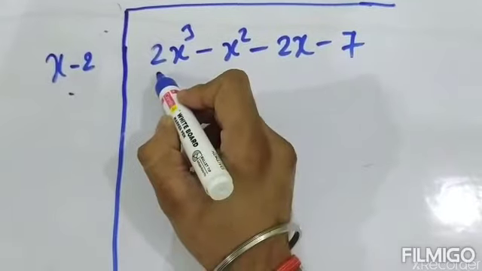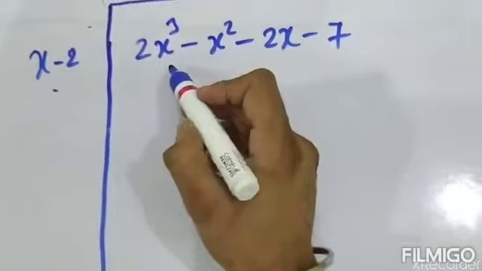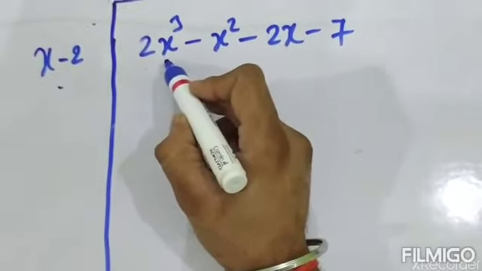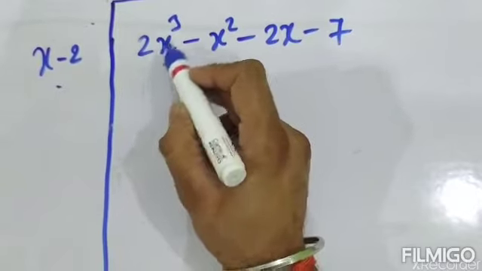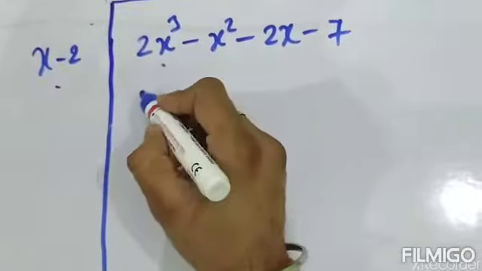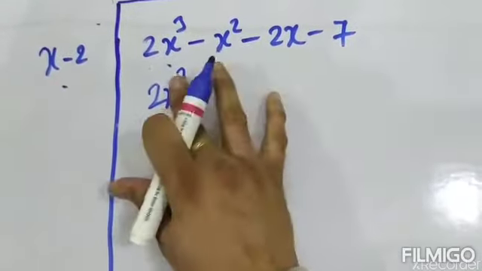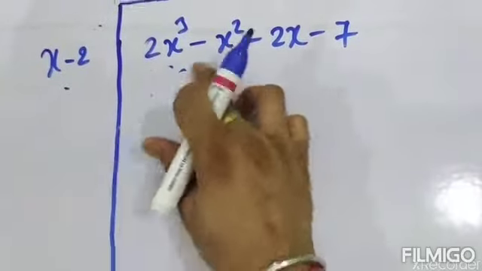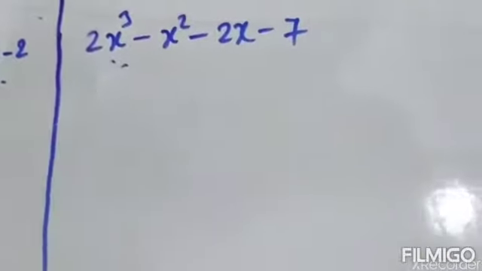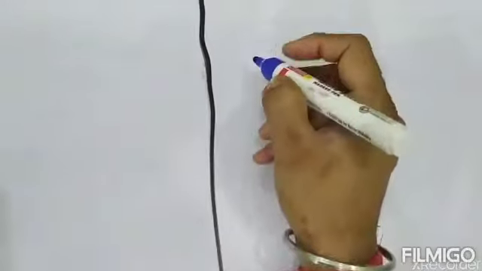So see the first term, and these are the 1, 2, 3, 4 terms. This is 2x cube, and this 2x cube should cancel. Like this term we want 2x cube. So how will we get the 2x cube? See here, this is x, and this is x. So what am I doing here?